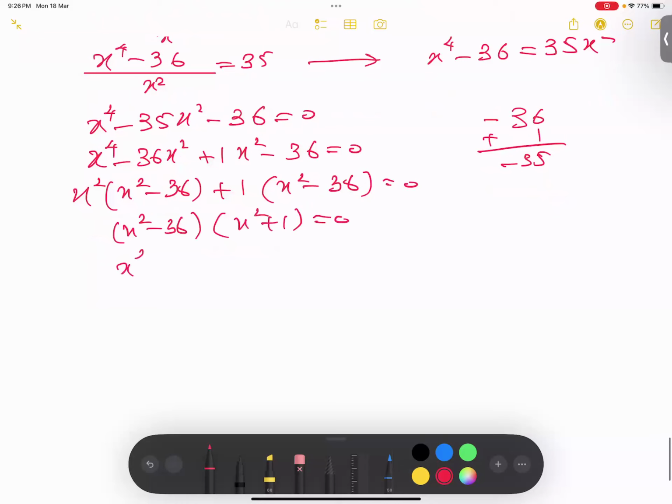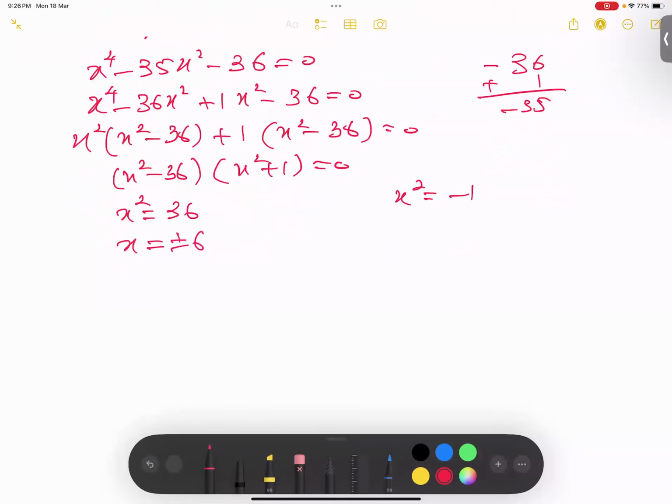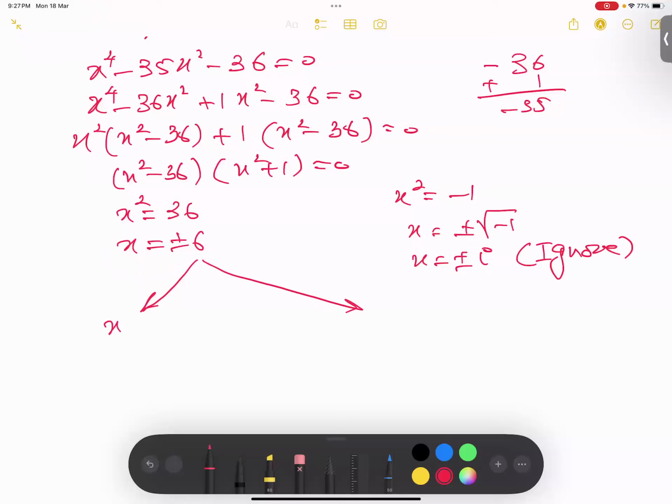I got two answers. One is 36, and the second is negative 1. If I take the root of this side, I get plus and minus 6. But if I take the root of this, I get plus and minus root of minus 1, which gives us what? Iota. And whenever this kind of question comes where iota, complex numbers come, we will ignore. Although I can take both, this I'll ignore, and this I'll take only. I take two answers here, positive x, and here I take negative x.